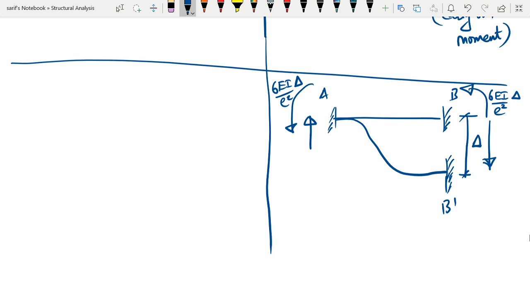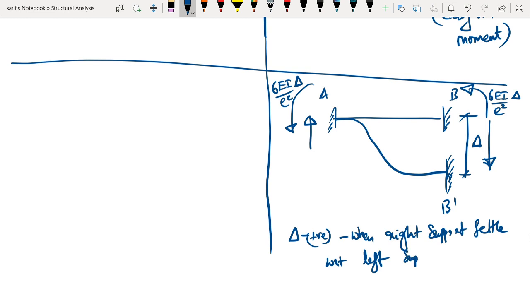So this is another relation that you have to learn. Here again you have to understand that we will assume this delta as positive only when the right support is settling with respect to the left support. Okay, delta is positive when the right support settles with respect to the left support. Okay, I hope the concept is clear to you.